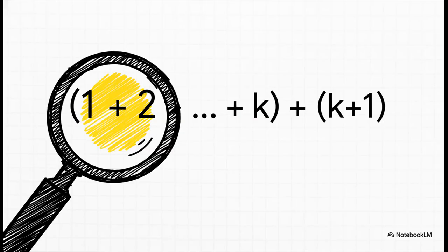Now, here's the key move in almost every induction proof. You look at the thing you're trying to prove for k plus 1, and you find the k case hiding inside it. See that left side? It's the sum all the way up to k plus 1. But look, right there at the beginning is the sum from 1 all the way to k.